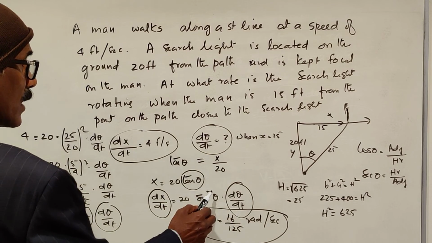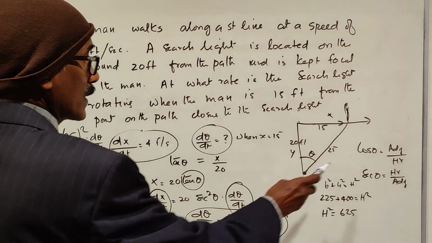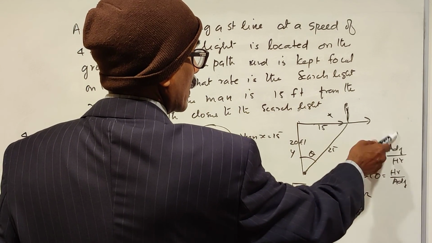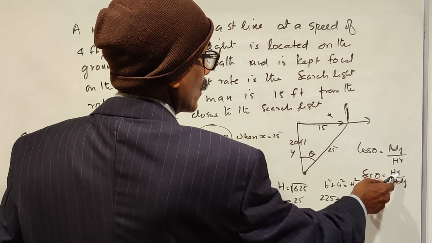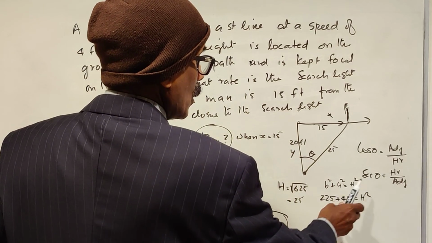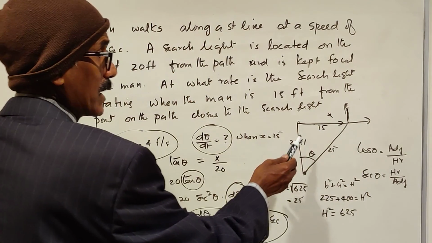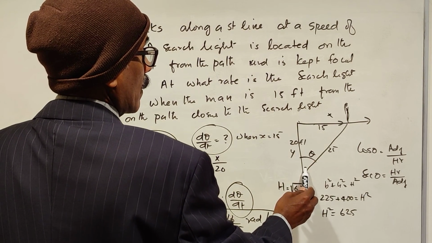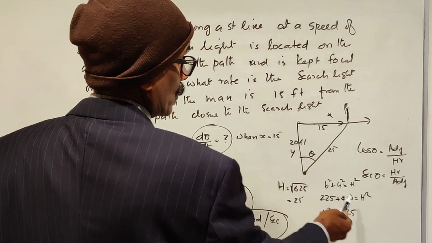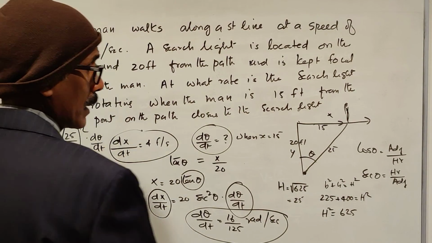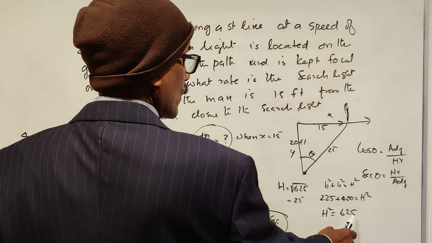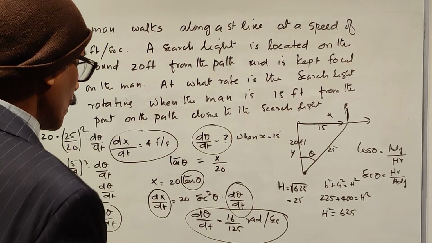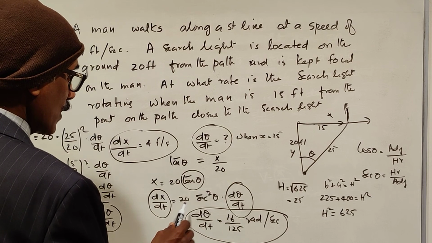We need to find sec square theta. Cos theta is the adjacent side by hypotenuse, and sec theta is just the reciprocal of this, hypotenuse divided by adjacent side. What is the hypotenuse? x is 15, height is 20. By applying the Pythagorean theorem, h square is equal to 625, h is equal to 25. The hypotenuse is 25. So just substitute those values here.